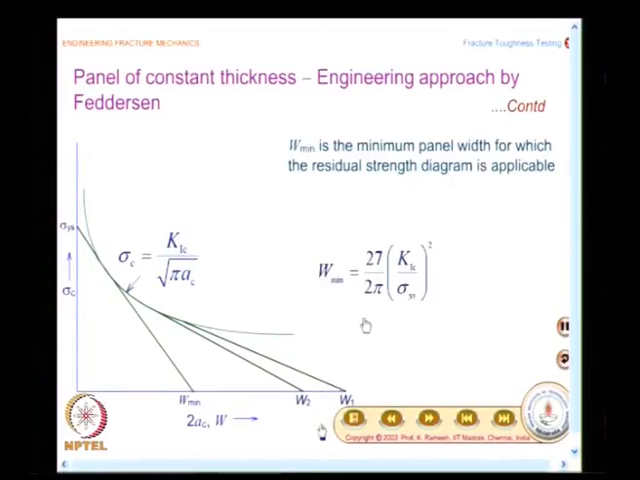And this minimum panel width is given as 27/2 pi multiplied by (K1C divided by sigma ys) whole square. So, the summary here is W minimum is the minimum panel width for which the residual strength diagram is applicable, because ultimately when you want to use fracture mechanics concepts for design, I need to get a residual strength diagram. Once you go to elastoplastic analysis, you will have a failure assessment diagram, they are called FAD. In the case of linear elastic fracture mechanics, you will have a residual strength diagram.